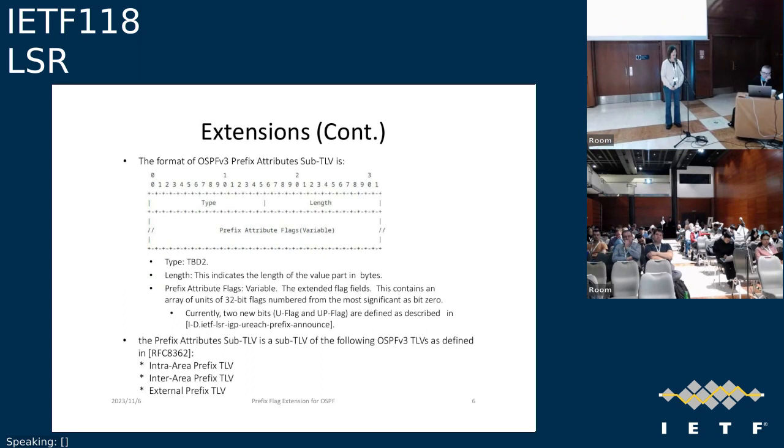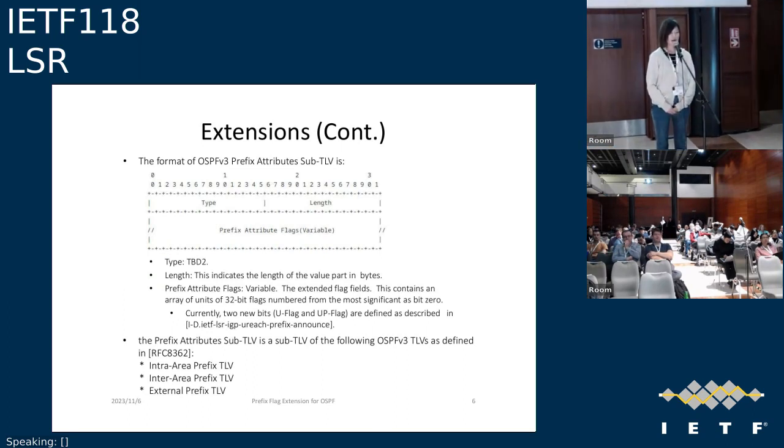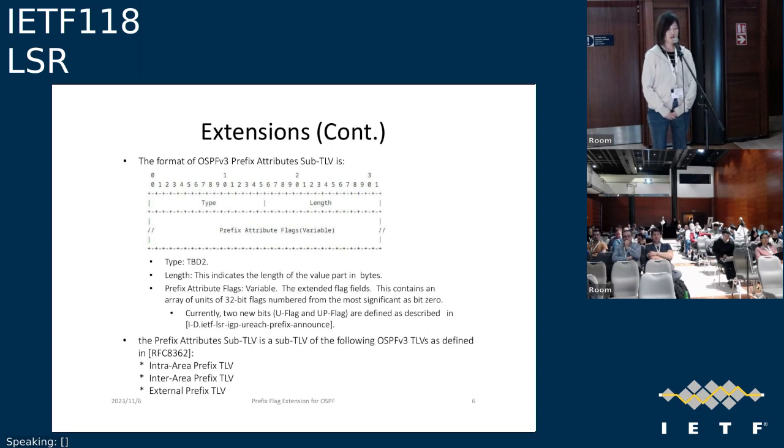Next, please. This is the format of the OSPFv3 prefix attribute. The type also needs to be defined, and the prefix attribute is the same as the OSPFv2 prefix attribute sub-TLV, and two new bits, the U flag and the UP flag, are defined as in the draft IGP unreachable prefix announce. The prefix attribute sub-TLV is a sub-TLV of the following OSPFv3 TLVs as defined in RFC 8362: the inter-area prefix TLV and the external prefix TLV. Next, please.